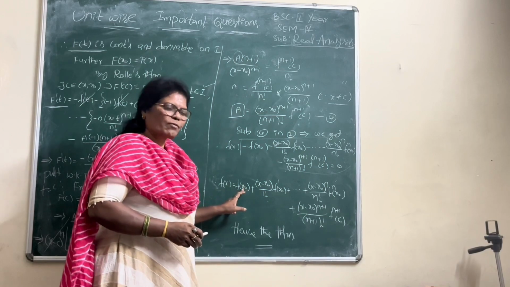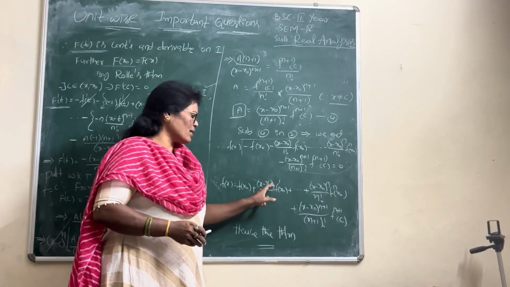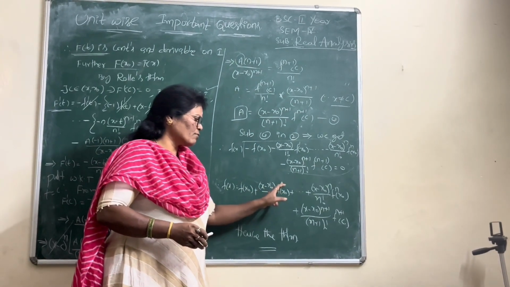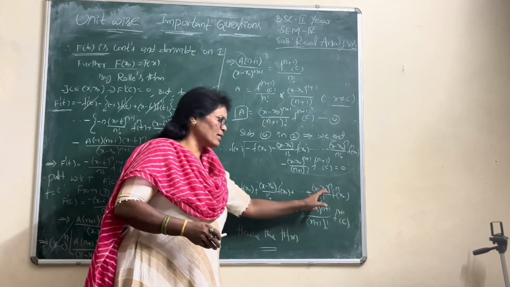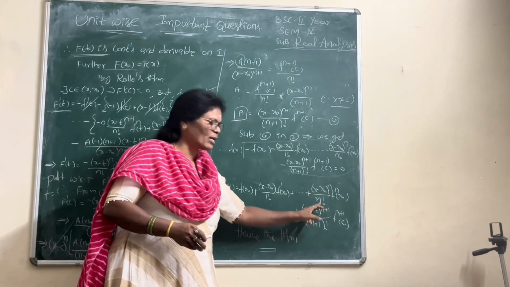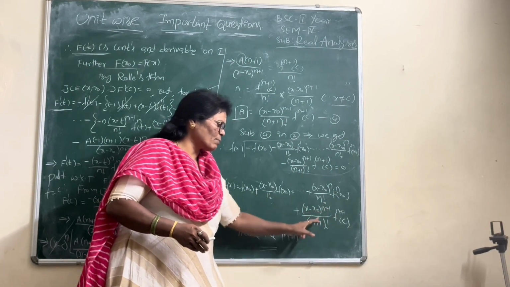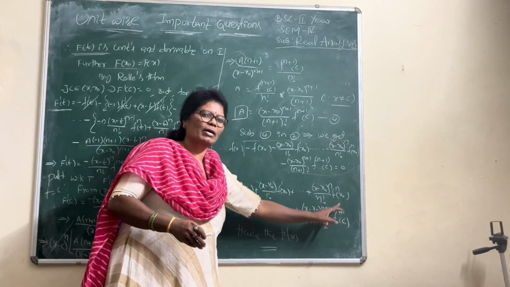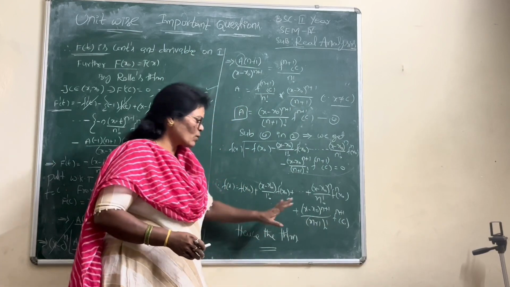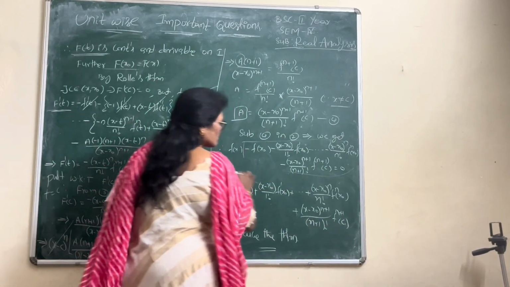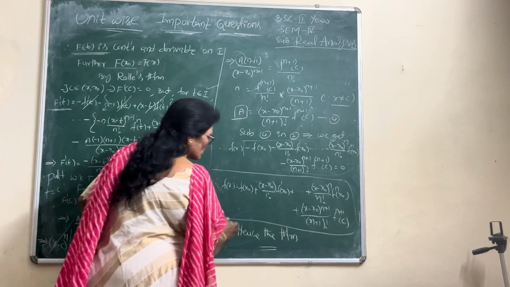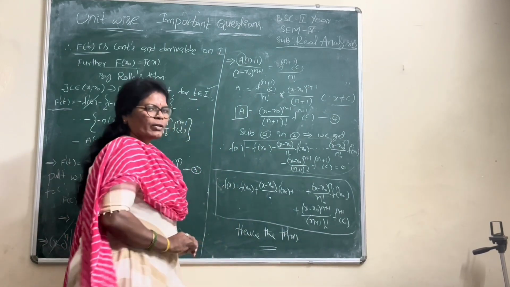f of x is equal to f of x naught plus (x minus x naught) by 1 factorial f dash of x naught plus and so on, (x minus x naught) whole power n by n factorial f power n of x naught plus (x minus x naught) whole power n plus 1 by n plus 1 factorial f power n plus 1 of c. Okay, this is the Taylor's expansion, very very important theorem.